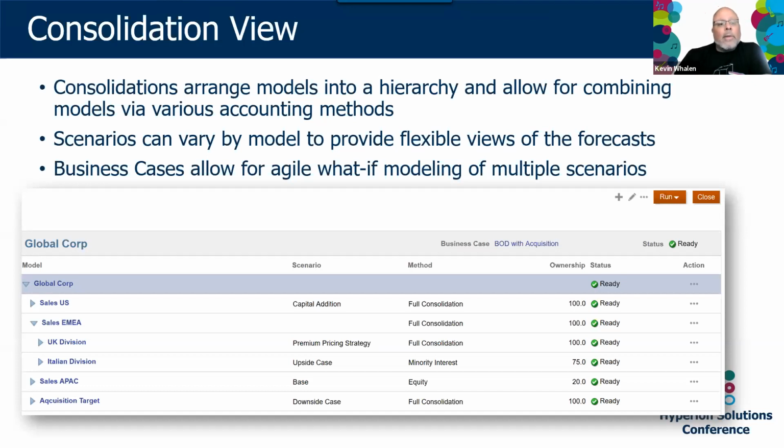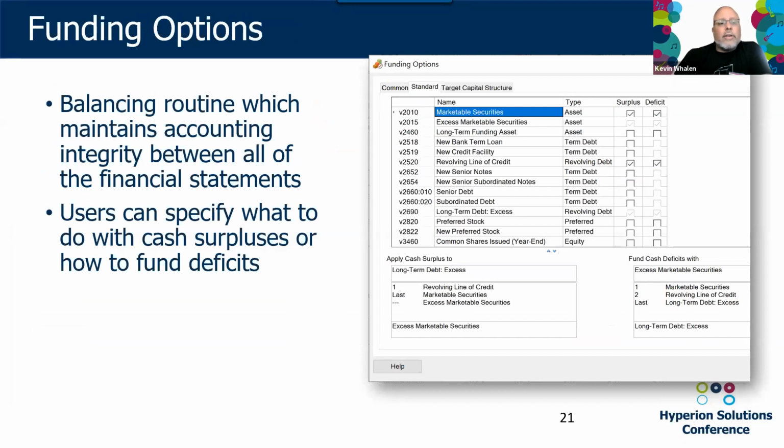And those should all be consolidated using accounting. So the heart of it too is a funding balancing routine. It's a funding option. This way the balance sheets will always balance. The cash is always preserved. It'll start doing things I have to apply surplus cash to or fund cash deficits with. This is what I'm going to do with the excess cash. So maybe first thing I want to do is pay off a revolving line of credit, and then I want to put it into marketable securities.